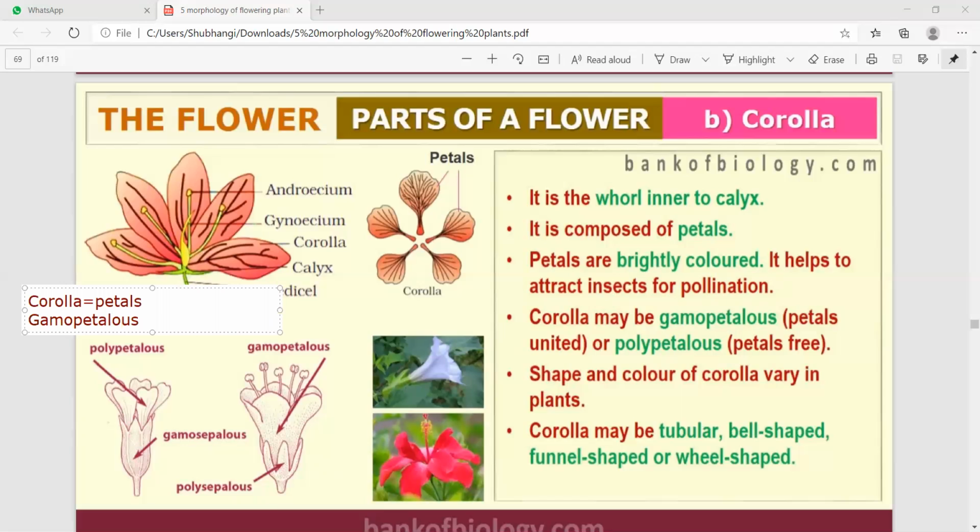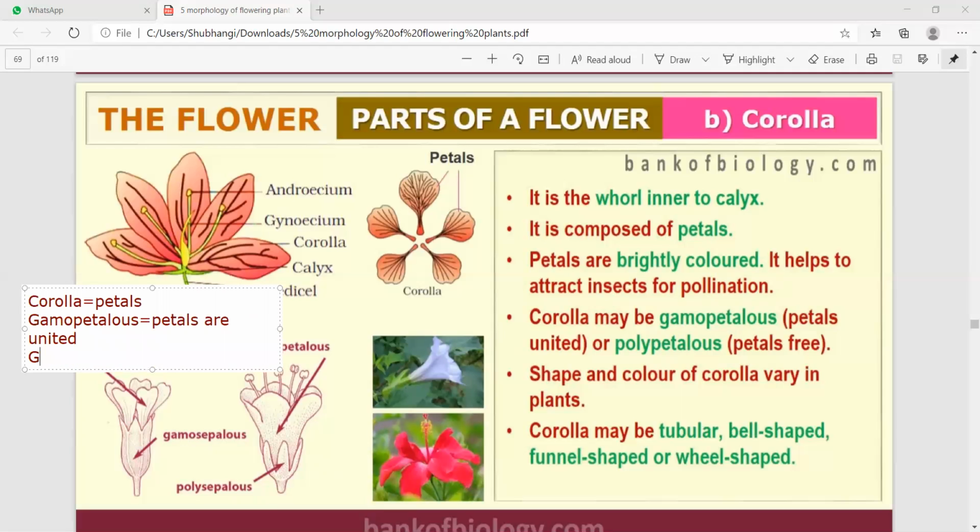Gamopetalis, that is, what is the meaning of Gamopetalis? It can be called funnel shaped. Petals are united. So in this case, petals are united.